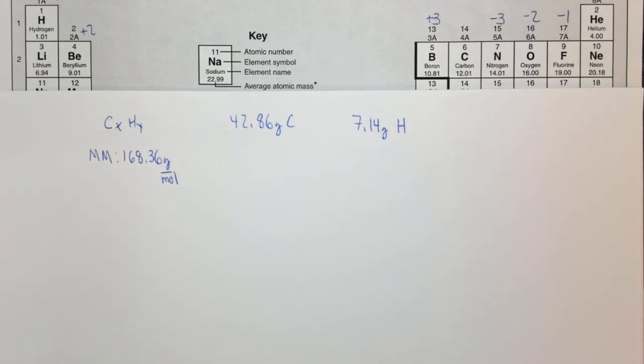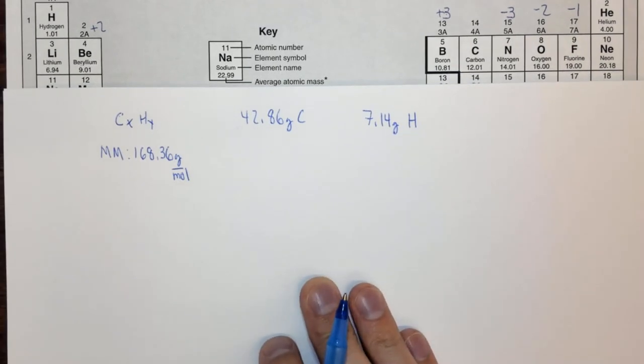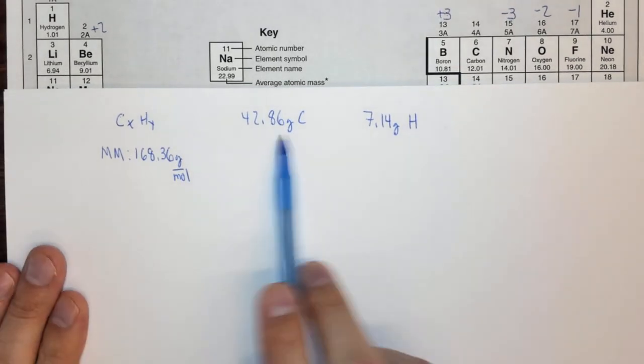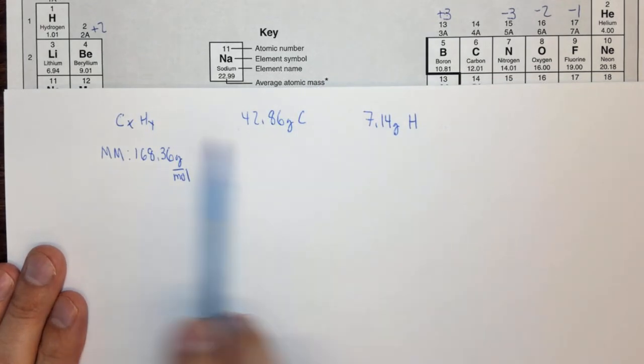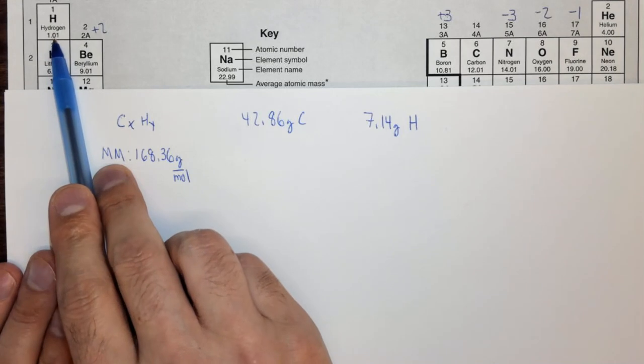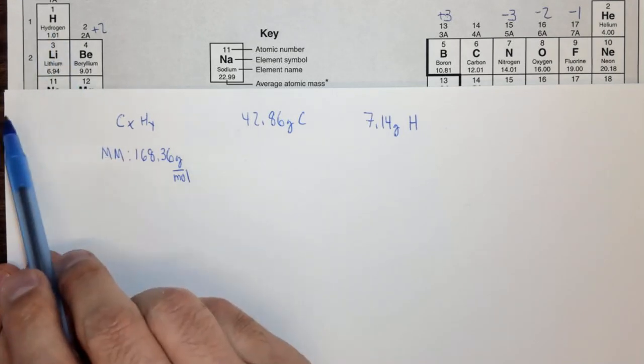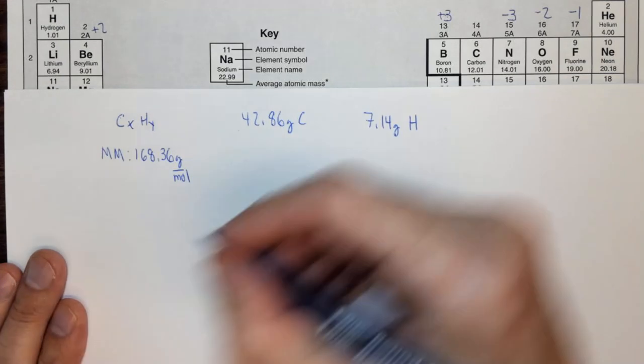So the thing that we need to remember is an empirical formula is the simplest ratio of moles. Well, we don't have moles. We have grams. But we know the molar masses. We know the molar mass of carbon, and we know the molar mass of hydrogen. So we can determine the number of moles of each of these things and then take a ratio. So let's see how we would do that.